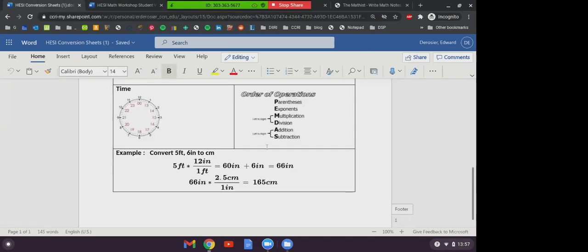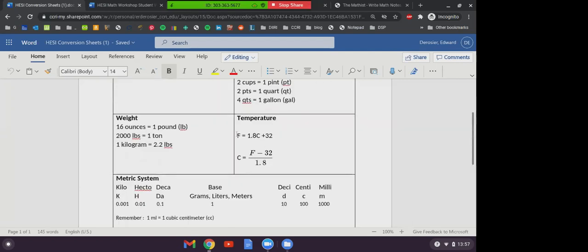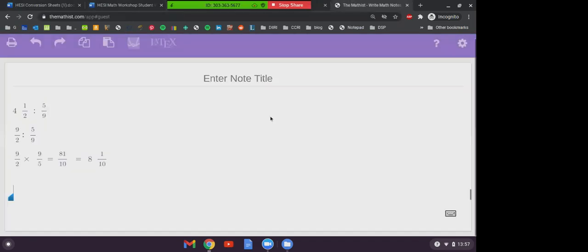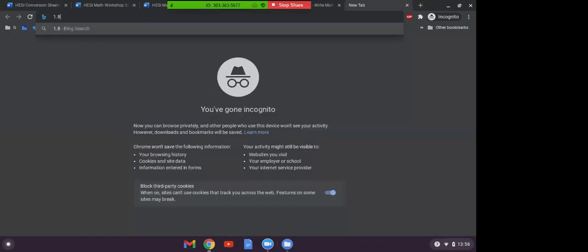Okay. So I gave you on this sheet here the temperature conversion formulas. So Fahrenheit equals 1.8 Celsius plus 32, or Celsius equals Fahrenheit minus 32 over 1.8. So we're going to use those to convert 50 Celsius to Fahrenheit. So we're going to say 1.8 times 50 plus 32. Okay, 1.8 times 50. So that's going to be, let's see. Let's do it on my calculator.